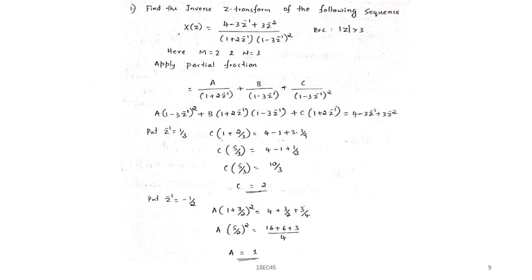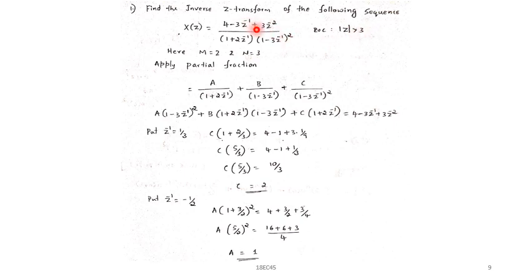So next, one more type of problem. That is the third type of problem here. That is, find the inverse Z transform of the following sequence. X of z is equal to 4 minus 3z inverse plus 3z to the power minus 2 divided by 1 plus 2z inverse into 1 minus 3z inverse whole square. And the ROC is given as mod z greater than 3.